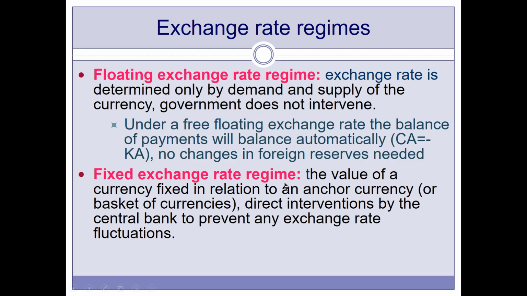Under the fixed exchange rate regime, the value of a currency is fixed to a particular other currency or to a basket of some foreign currencies, and direct interventions by the central bank will be required in order to prevent any exchange rate fluctuations. Usually, a country selects this regime in order to maintain price or financial stability in the economy. This is frequently the case for highly inflationary countries which are trying to resolve this problem. They frequently fix the exchange rate in order to ensure price stability.